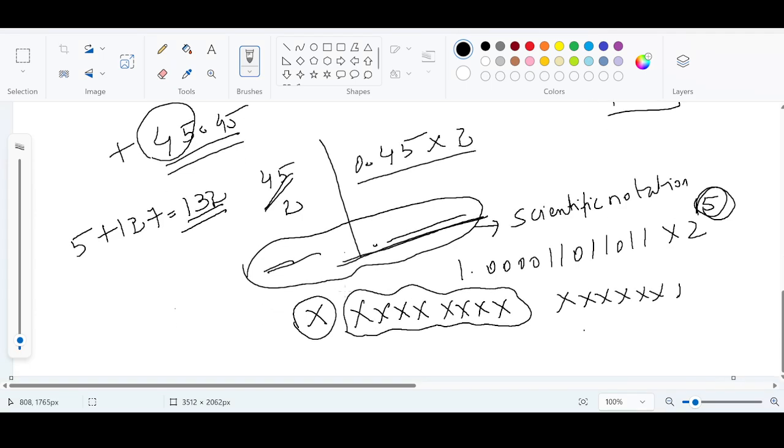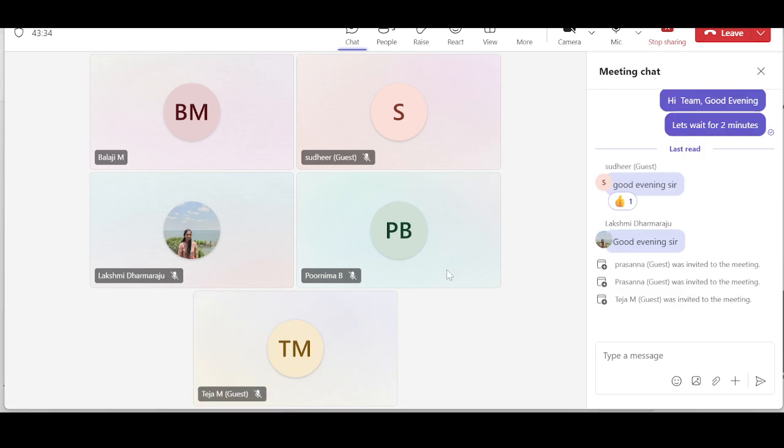Do you want me to help you with another example? Can we go with another example? Yes or no? Everyone? Can we do another example? Shall we take any simple example? Come on. Yes, sir. We will see another example.